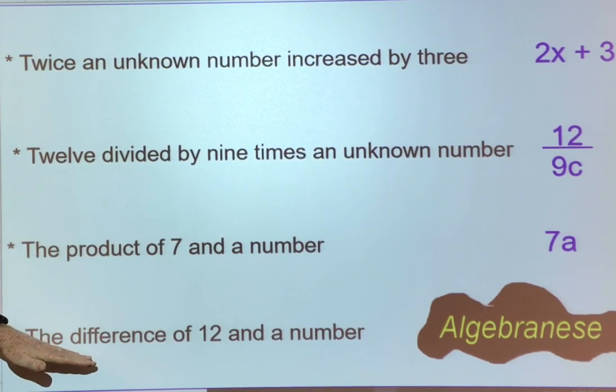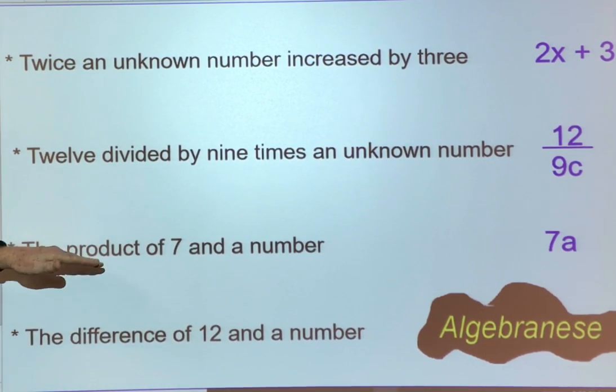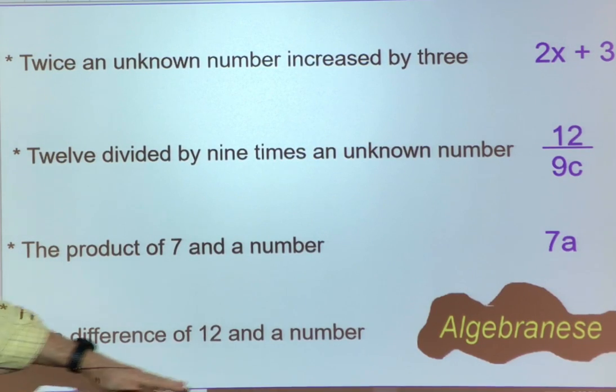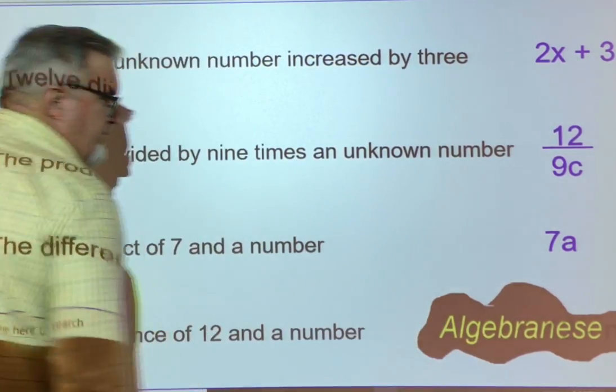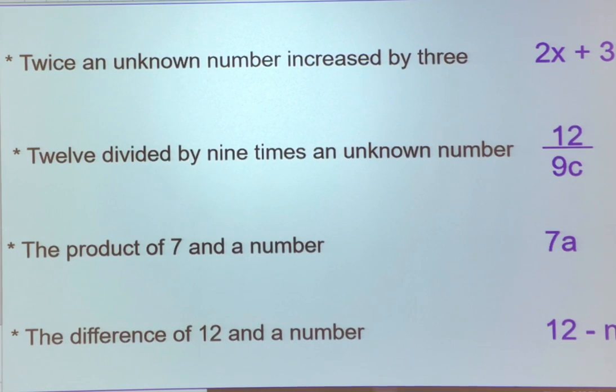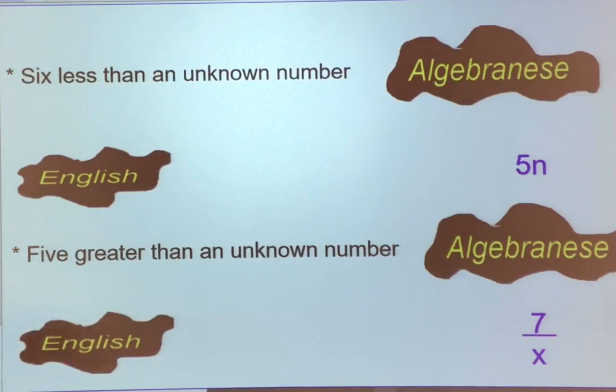Remember, when it says difference of, product of, we have to do it in the order that we see it. So it says the difference of 12 and a number. The number is the unknown. So we should have 12 minus our variable when we translate it to Algebraese. So in this case, we have 12 minus n. Got a few more examples just for us to run through until we kind of get comfortable with this.